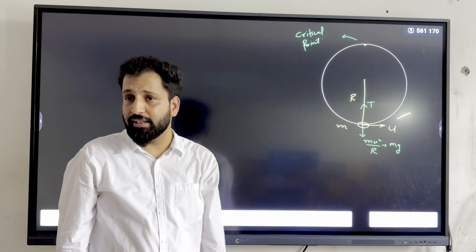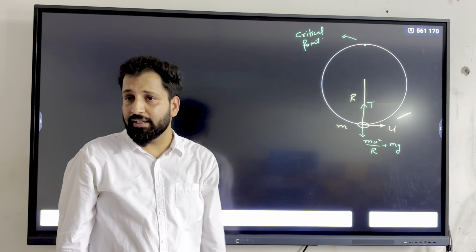But at this point, let's assume that the body has some velocity v. At this point the string is like this, so tension is in this direction here, and the centrifugal force will be mv square by r, which will be in this direction.